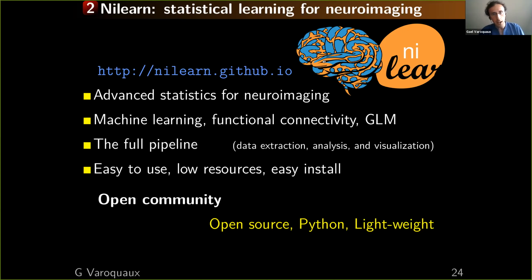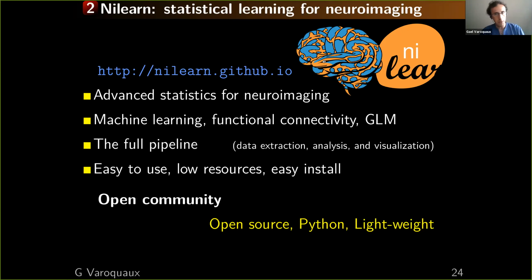And so Nilearn is these days providing a full pipeline that goes from data extraction, not pre-processing. So no realignment, no motion correction and these things. So we take pre-processed data. For instance, you can pre-process your data using fMRIPrep. And from this, provide the whole pipeline that goes from data extraction, analysis, and visualization.